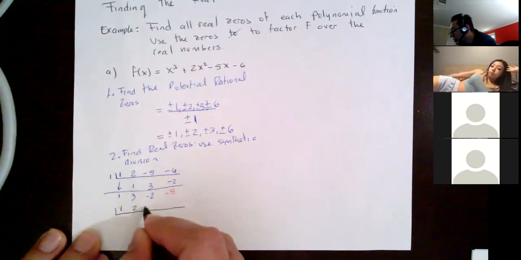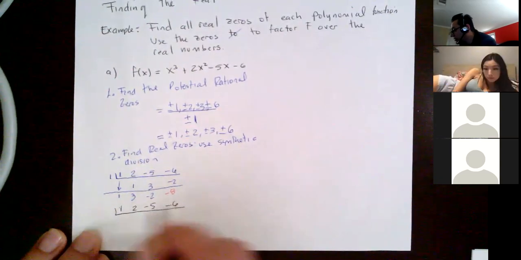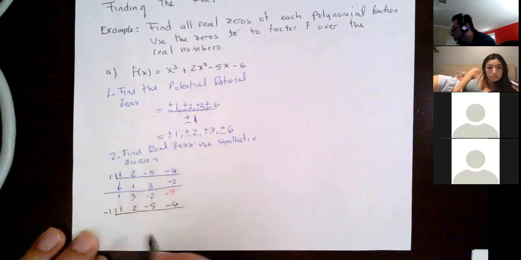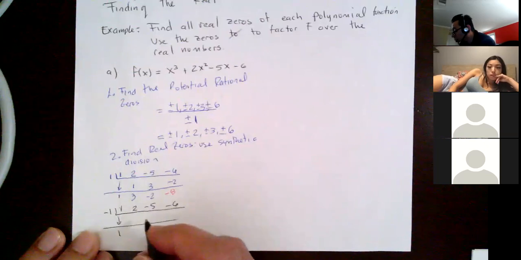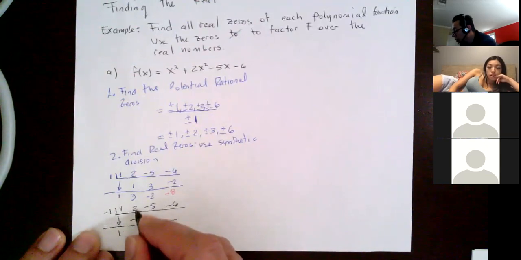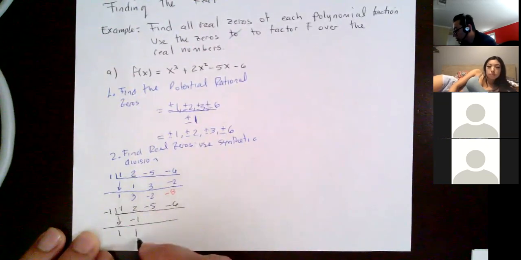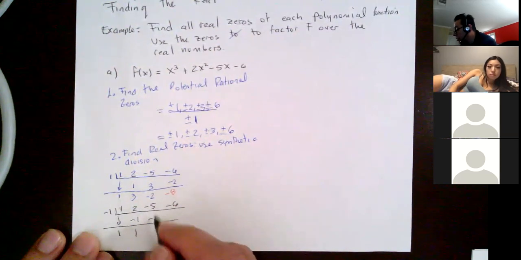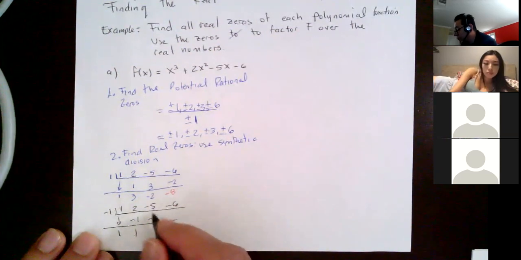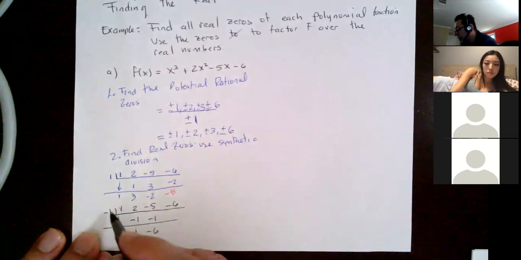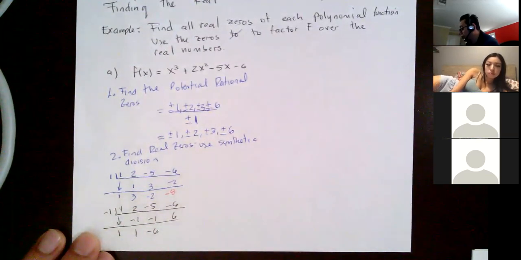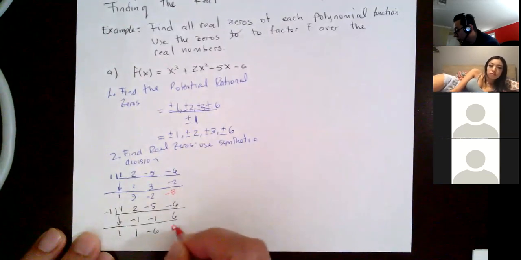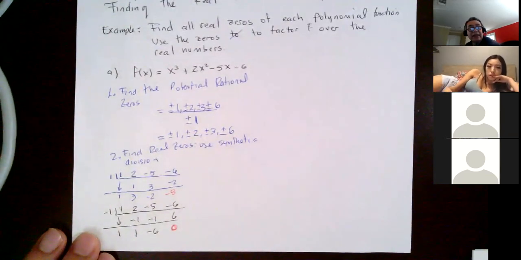1, 2, -5, -6, and -1, right? So let's bring down the 1 here. -1 times 1 is -1. 2 minus 1 is 1. -1 times 1 is -1. -1 plus -5 plus -1 is -6. -1 times -6 is +6. -6 plus 6. Now notice I have a 0 here. That means that the -1 is a real zero.